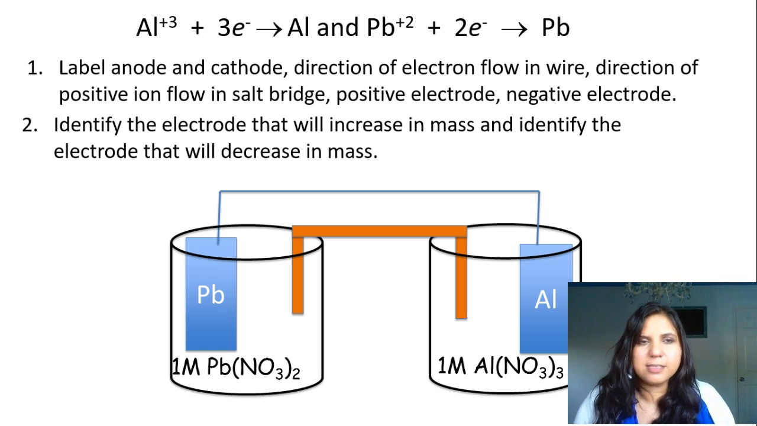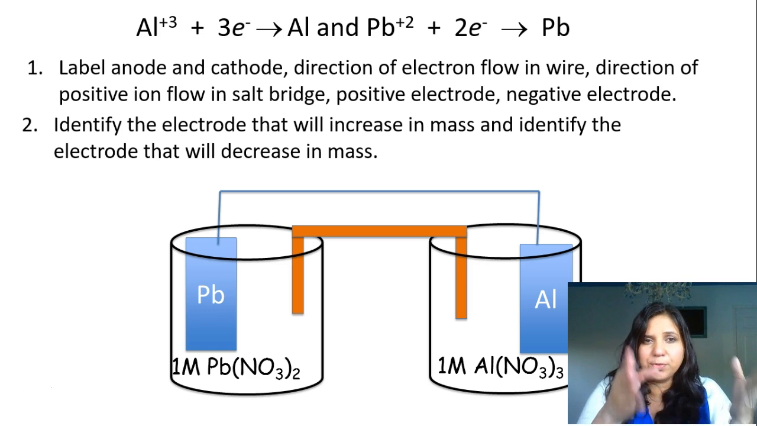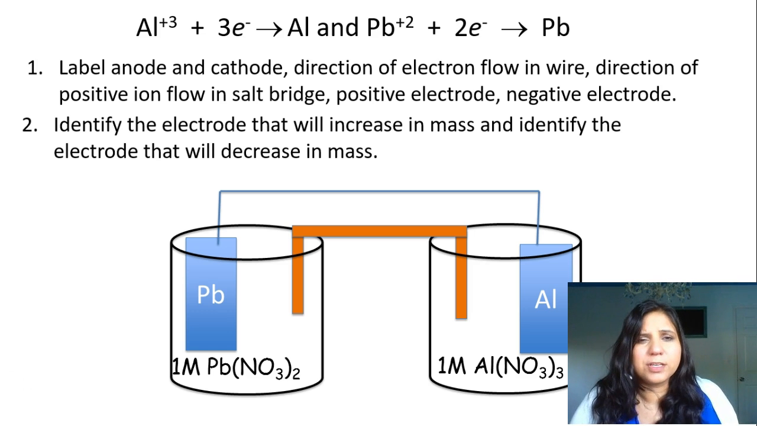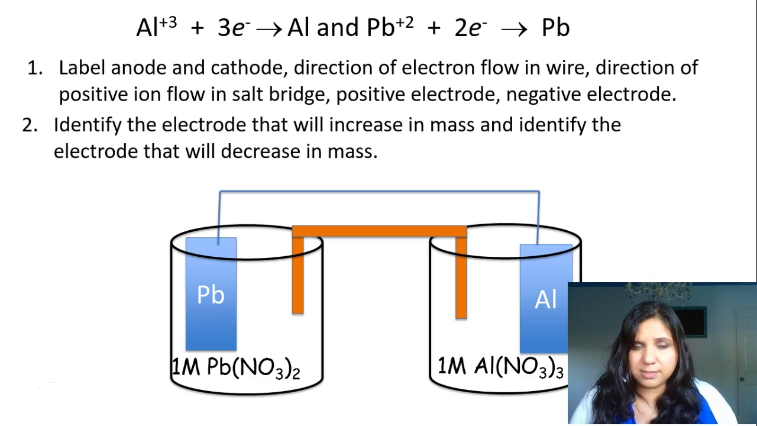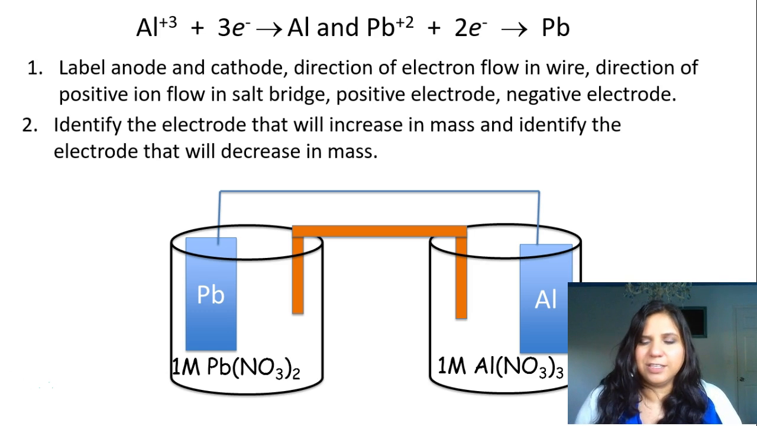We're going to take these two half reactions. Both are written in terms of reduction. How do I know that? That's because they are both gaining electrons. Electrons are on the left side. All right, we're going to figure out which one of these will be the anode, which one is the cathode. We'll predict the direction in which the electrons flow, and then the positive ions, which direction they will flow. And then which one is the positive electrode and which one is the negative electrode.